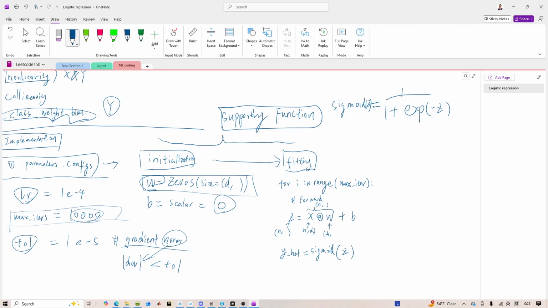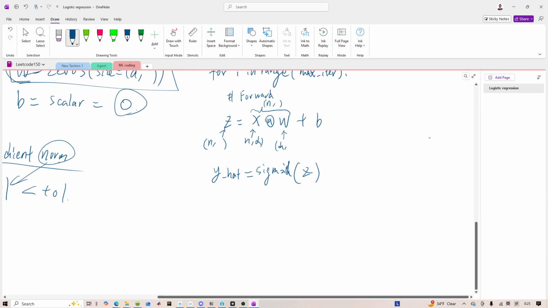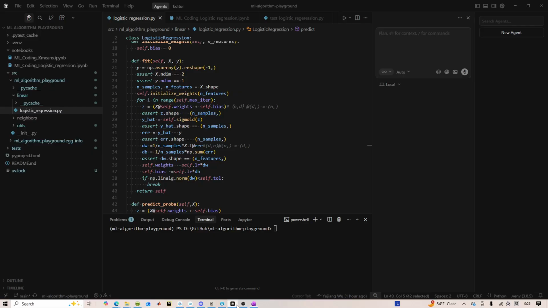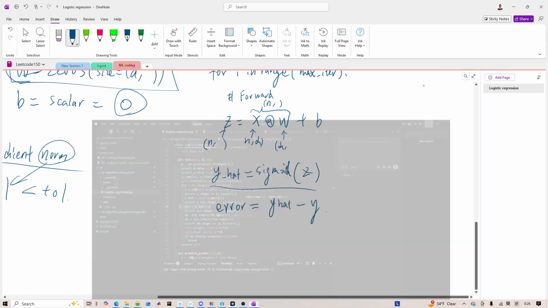And now going back to the y hat sigmoid z, we do forward prediction, and then we need to compute the error, which is your y hat minus y. Let me check if this definition is also kind of important. Yeah, the error is defined as y hat minus y instead of y minus y hat.